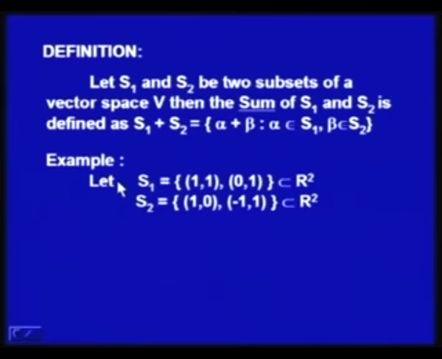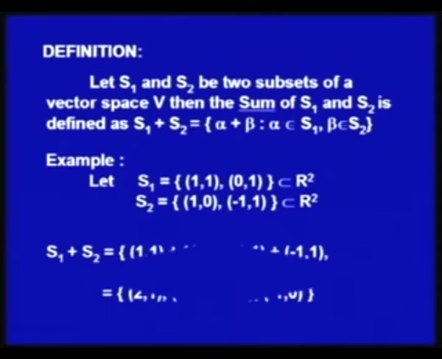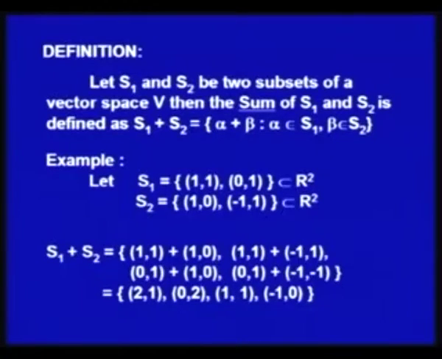For example, if we consider S1 as a set consisting of (1, 1) and (0, 1), clearly this is a subset of R2, and another subset S2 consisting of two vectors (1, 0) and (-1, 1). This also is a subset of R2. One may notice that R2 is a vector space. Now, the sum S1 plus S2 consists of the sum of these two sets S1 and S2.